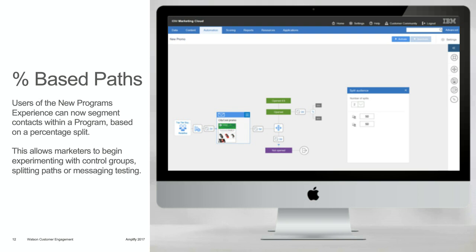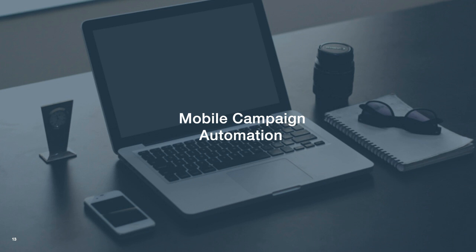Those are the main enhancements for Watson campaign automation through 17.2. So I'm going to turn it over to Ravi to talk about mobile campaign automation. Thank you so much, Erin. That was fantastic. A lot of great stuff, as you mentioned, coming in for programs. And now let's get into some of the great things that we're doing in the mobile campaign automation space.